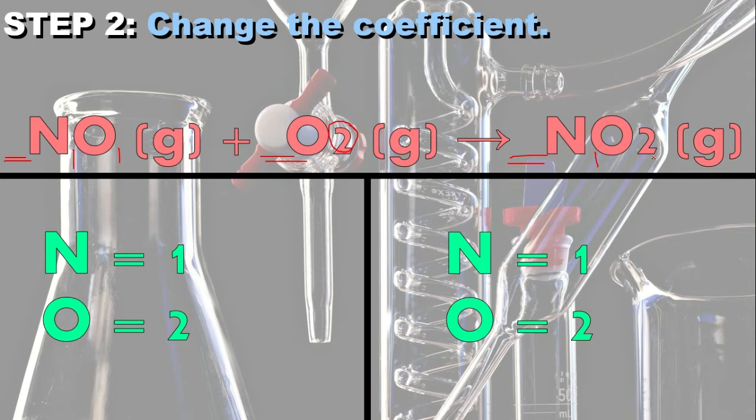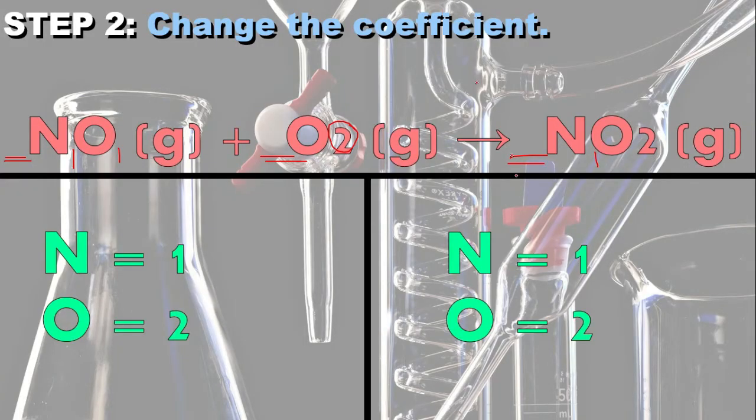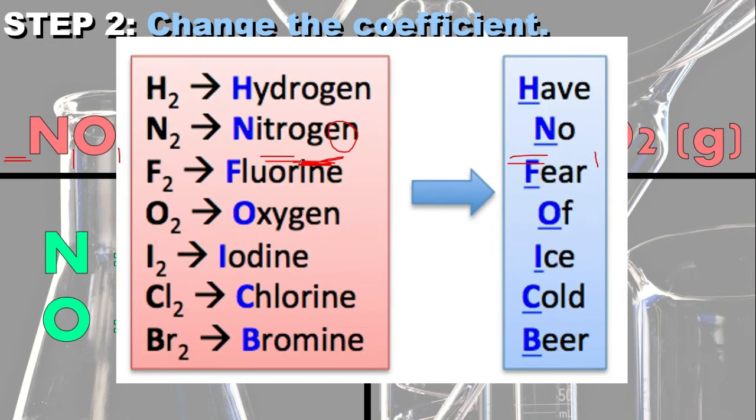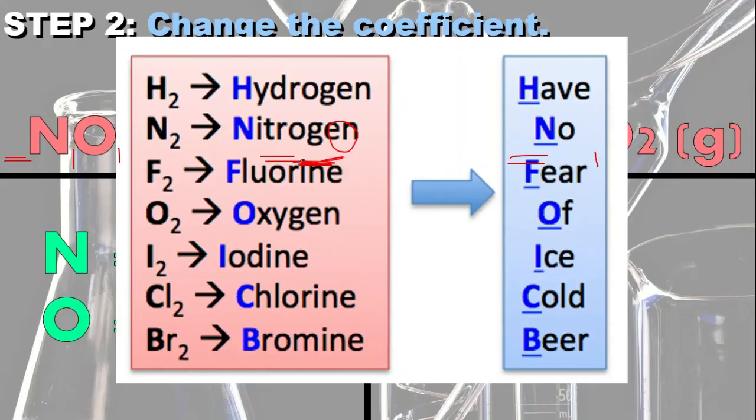The technique here in changing the coefficients is to change the coefficient of a diatomic molecule last. The diatomic molecule here is O2, so you will change its coefficient last. Recall the diatomic molecules. We have no fear of ice cold beer. It stands for hydrogen, nitrogen, fluorine, oxygen, iodine, chlorine, and bromine.